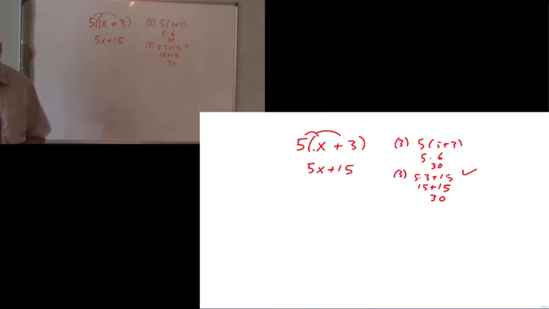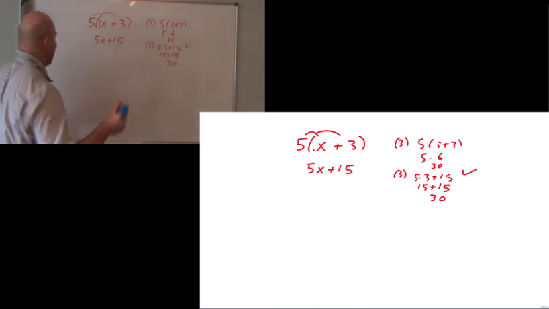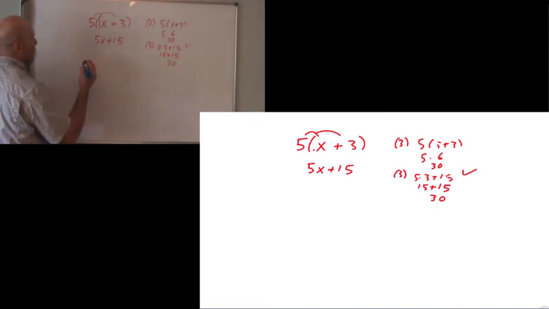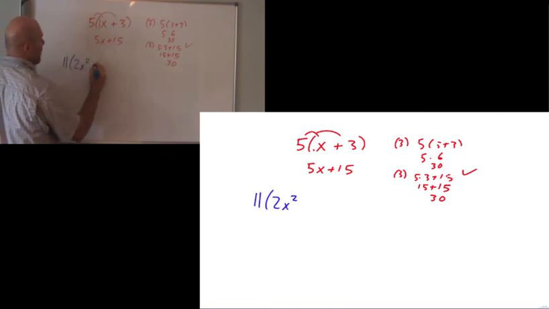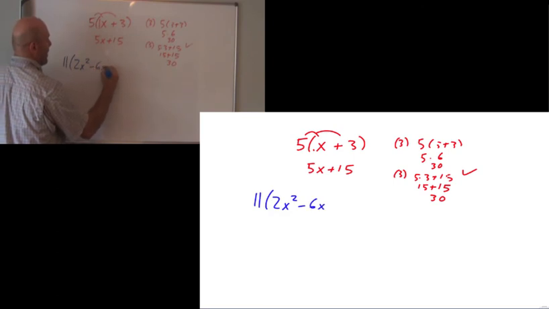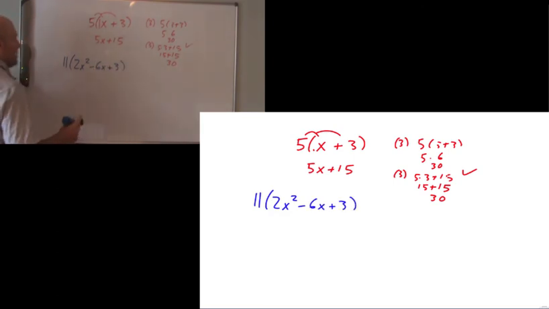Okay? Let's take a look at one more example here. We'll go a little bit more complicated, but the process is the same. Nothing really changes. Just going to show you a couple of different things through this extra example. So we're going to do 11 times 2x squared minus 6x plus 3. Oh my gosh, no it's not. It's 11 times all this. Not just 11 times the first one, it's 11 times the parentheses. All of it.